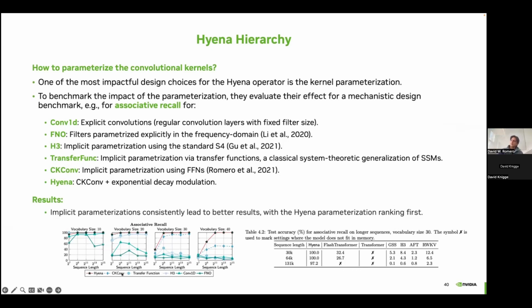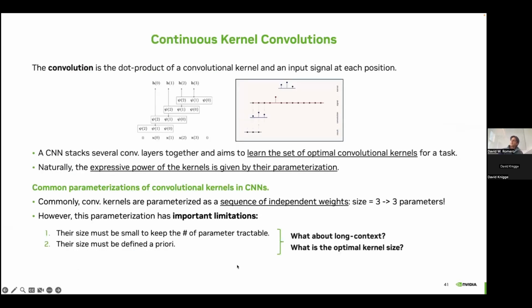And what they found was that, they were comparing these different kernels to see which one would work best in this kind of scenario. And they found that CKConv and Hyena, which is basically a CKConv combined with an exponential decay modulation, I'm going to talk more about that later, was the best option. The other models that they had, like H3 and SSMs, etc., were not working as well. And so let's talk a little bit about this continuous kernel convolution parameterization that they use.